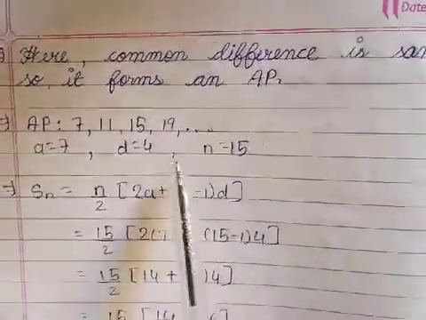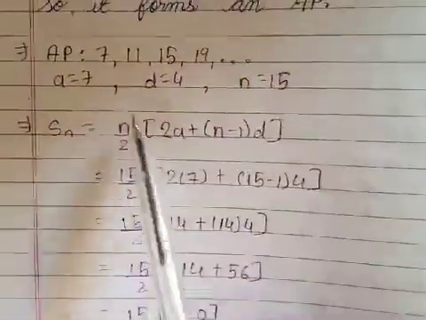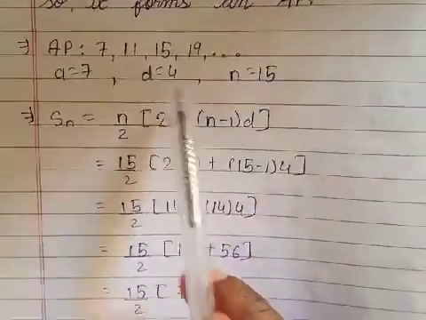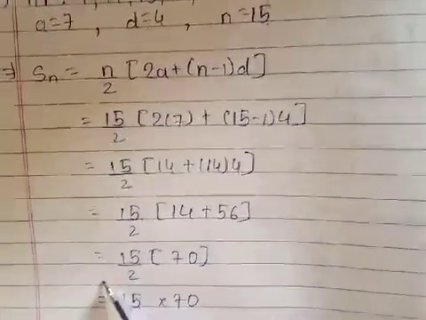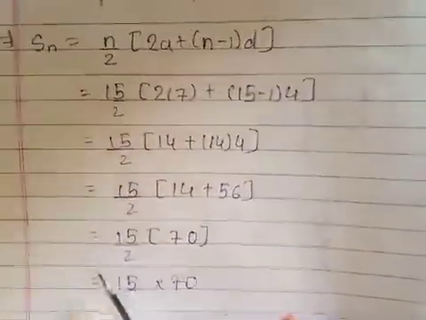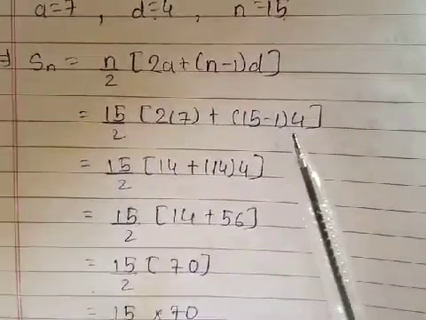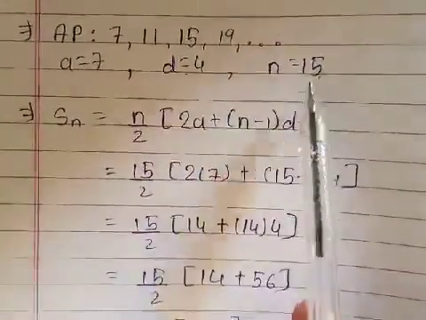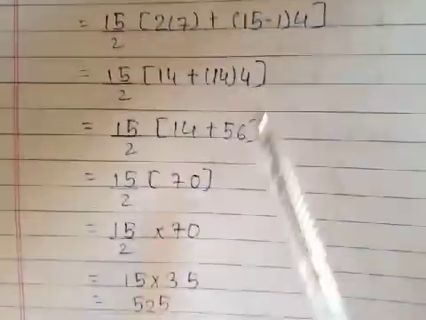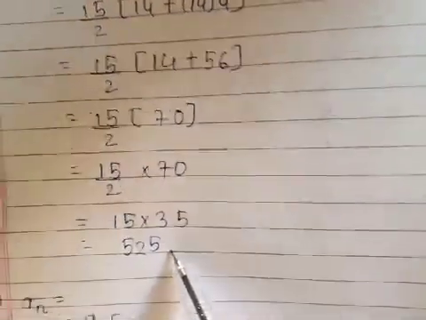Let's check for this also. So the AP forms 7, 11, 15 and 19. Here a is equal to 7, D is equal to 4 and n is equal to 15. Sn you have to find. First you have to check whether it is an AP and then after that we have to find Sn of it. So we got a is equal to 7, D is equal to 4 and n is equal to 15. So we substitute in the formula and find out the value of Sn.